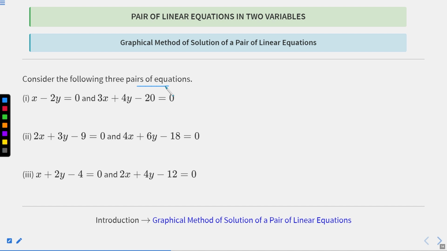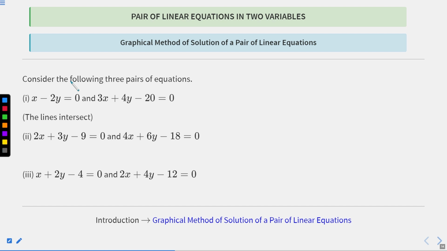In the first one, we have been given this pair of linear equations: x minus 2y equal to 0 and 3x plus 4y minus 20 equal to 0. You can check this pair of linear equations. They intersect at exactly one point, so this pair of linear equations has a unique solution.